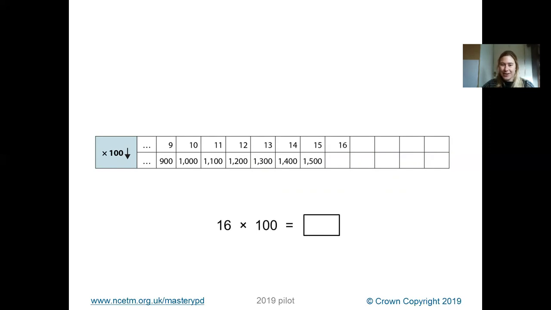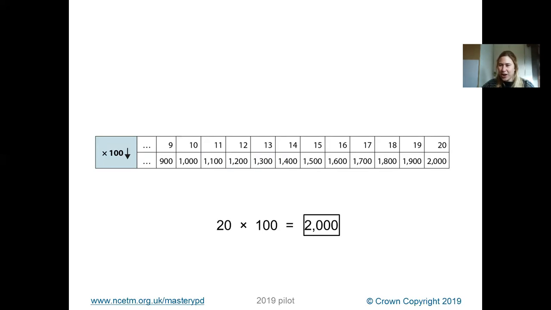16 times 100 is 1,600. 17 times 100 is 1,700. 18 times 100 is 1,800. 19 times 100 is 1,900. And 20 times 100 is 2,000.